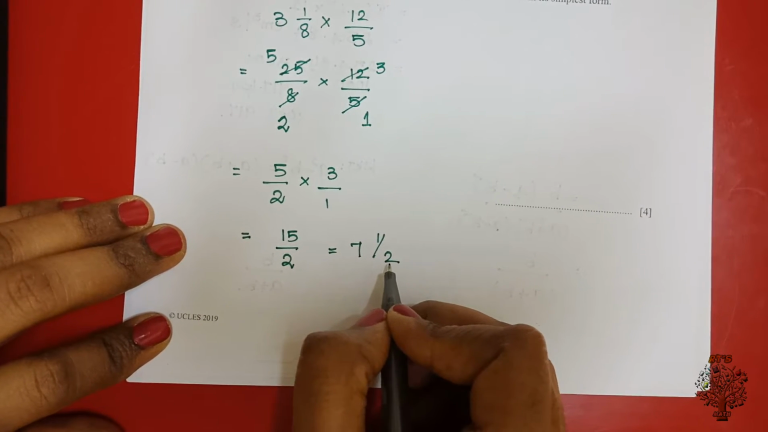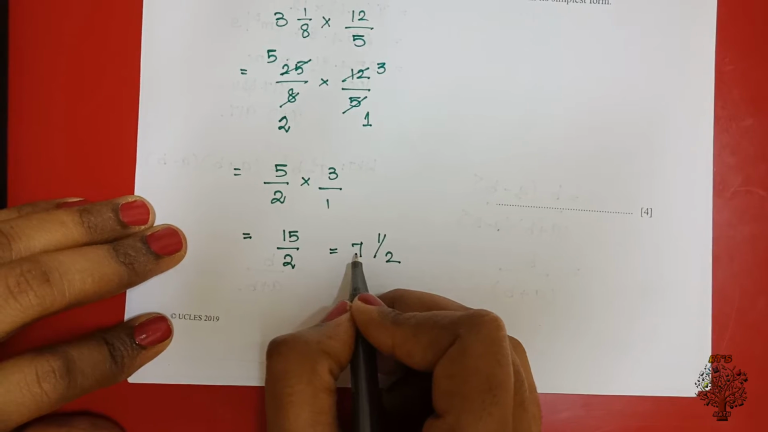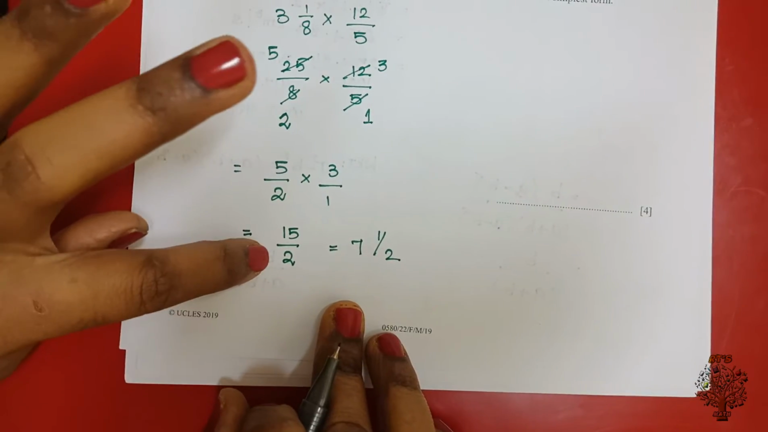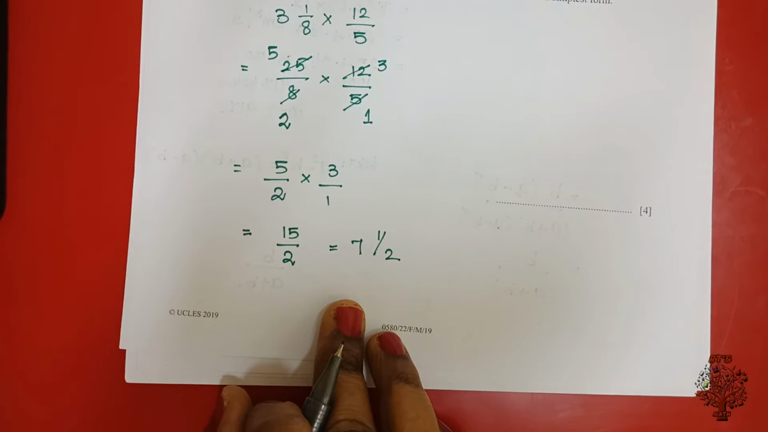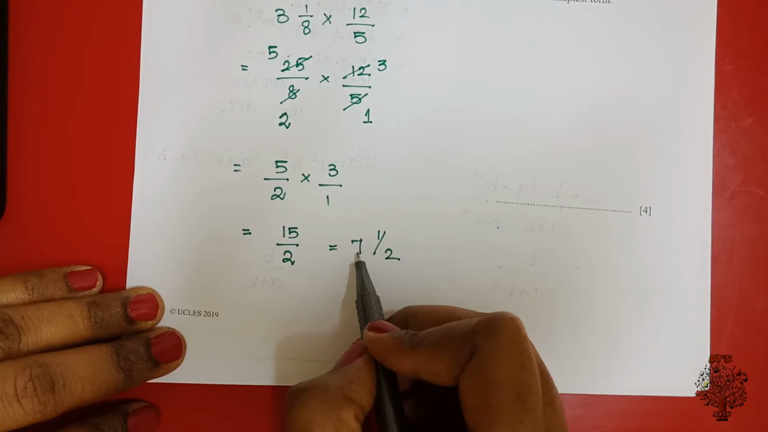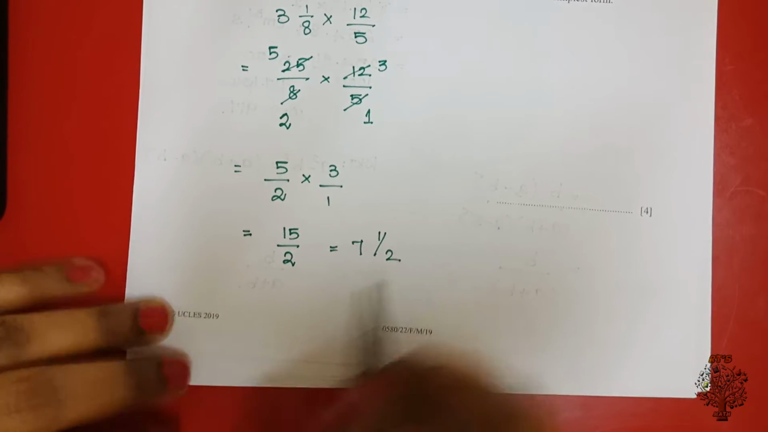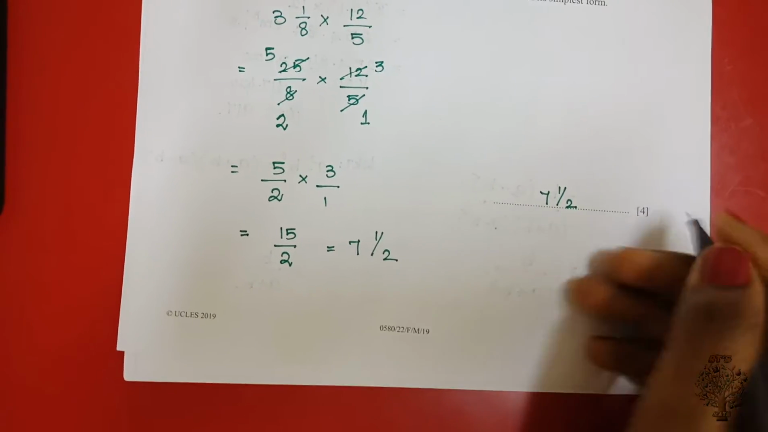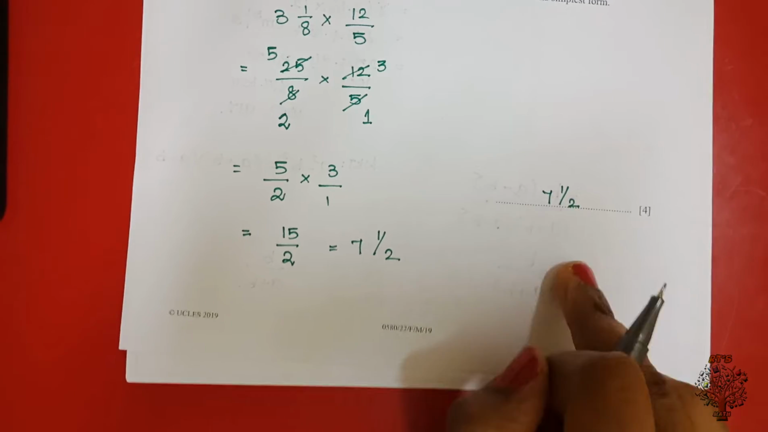So you can check. 2 multiplied with 7 is 14. 14 plus 1 is 15. Okay. Simple. Take 15, divide by 2. You will be writing the quotient here, remainder here, and 2 here. Simple. So our answer is 7 and 1 by 2.